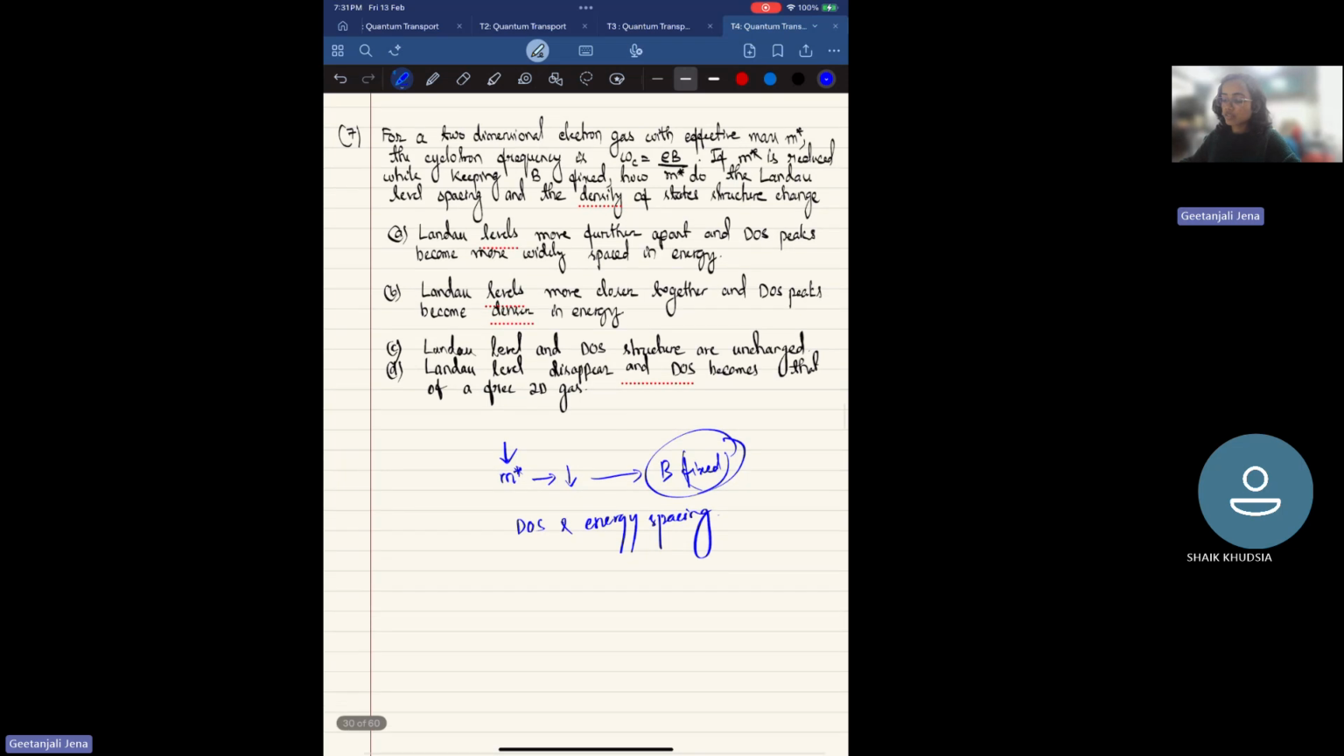Which one of these do you think is the correct option? When we decrease m star, but we are keeping B fixed.